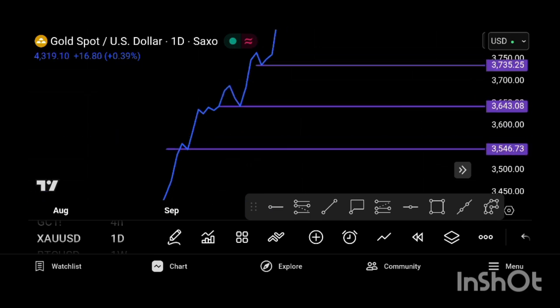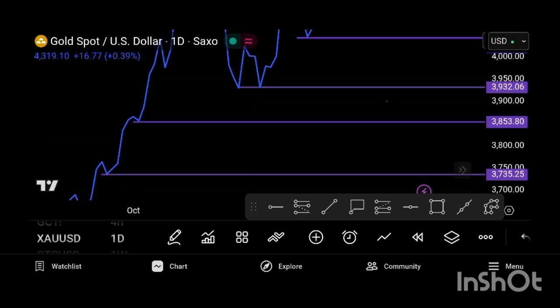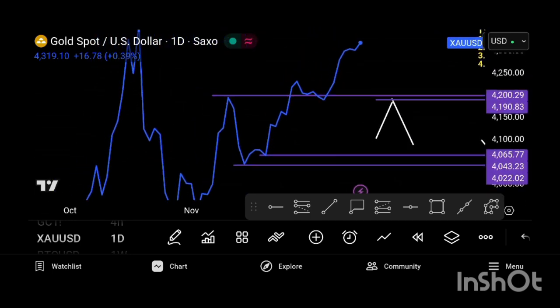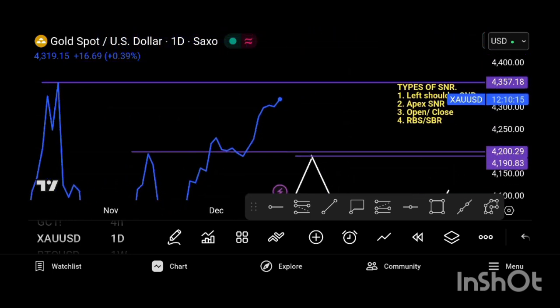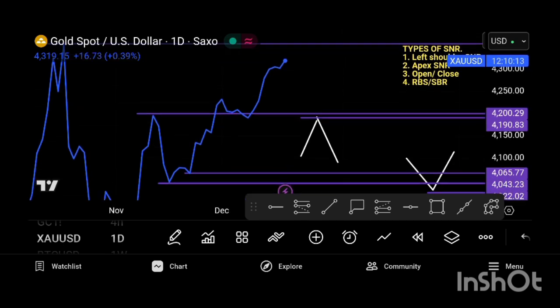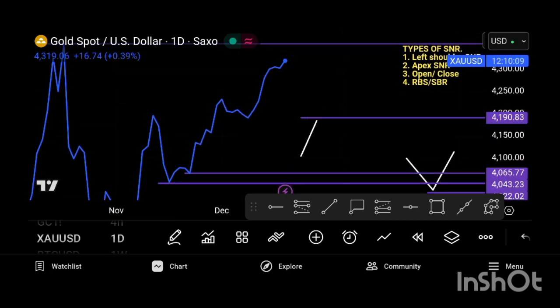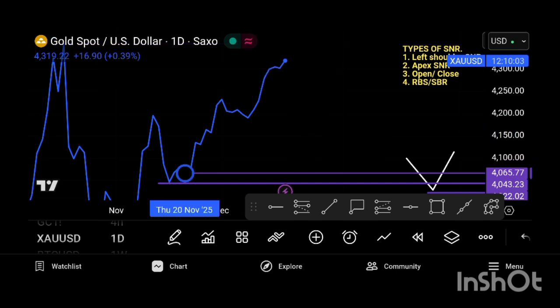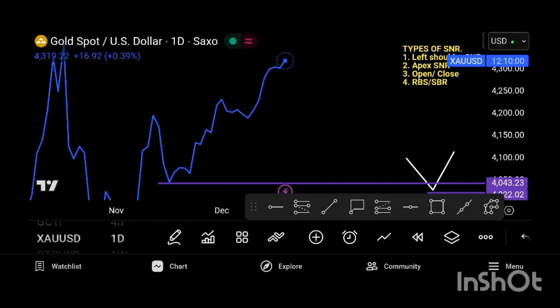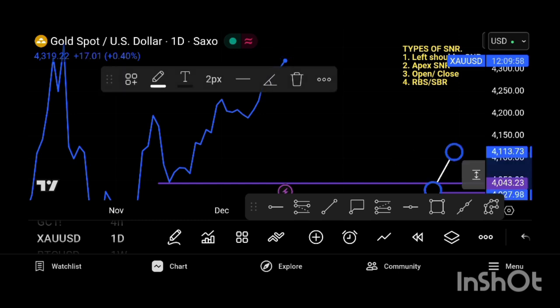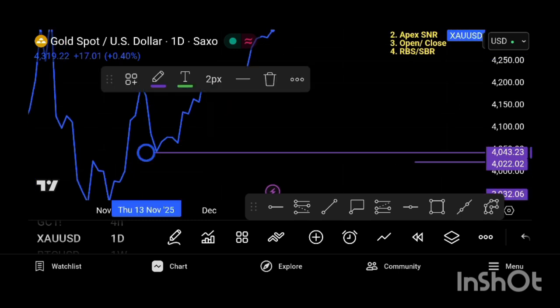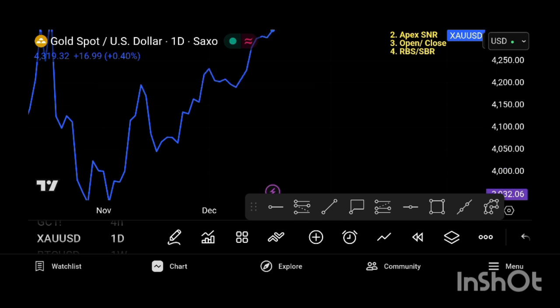So understanding this will help you to know the levels that you will take your trades from. It is very, very important, and you must learn how to master identifying apex support and resistance on your chart. I hope that is well understood. I hope everyone is following, and I hope you'll be able to understand it when you watch this video.